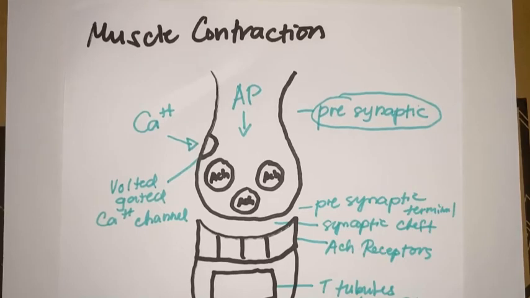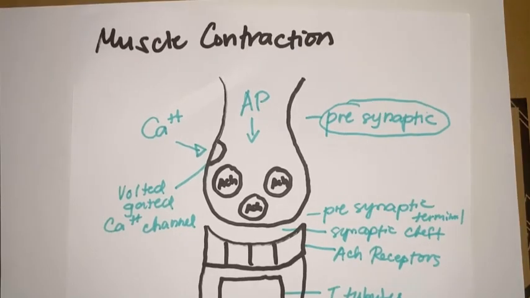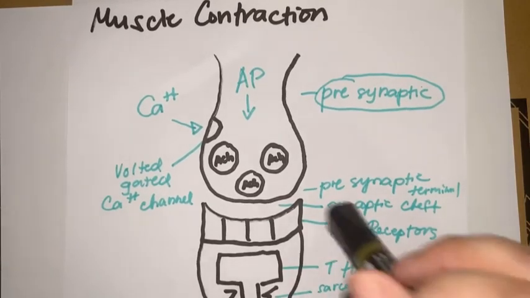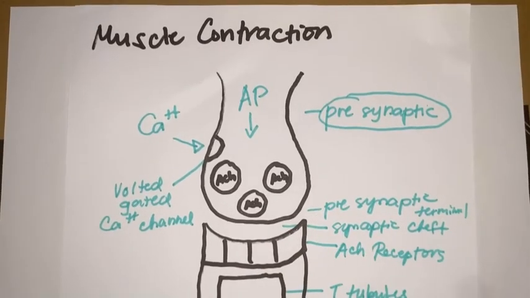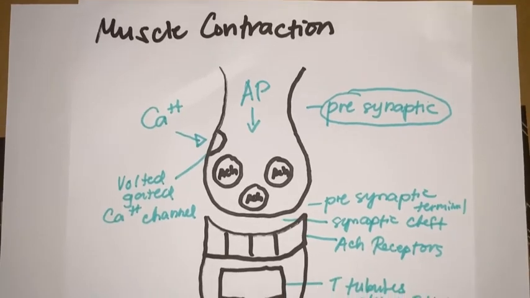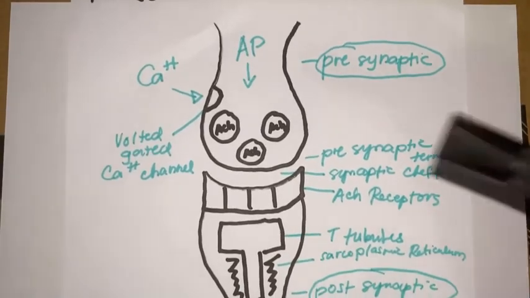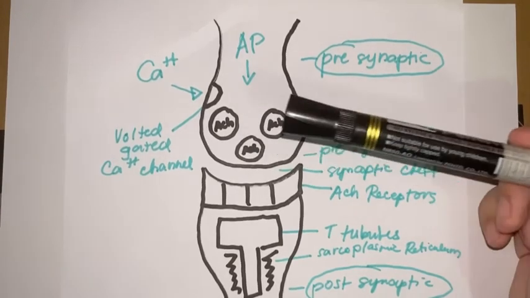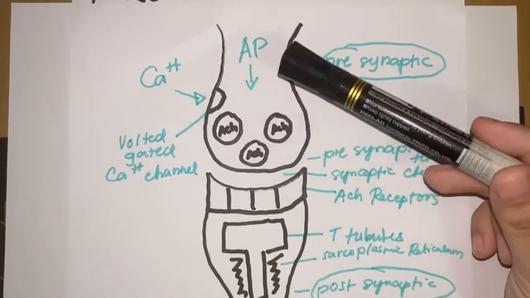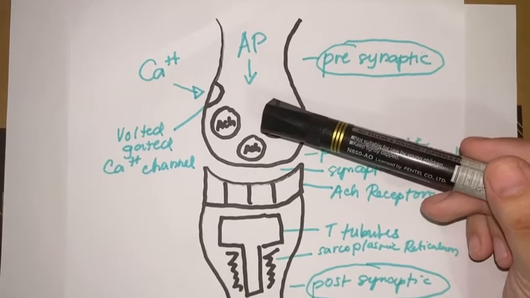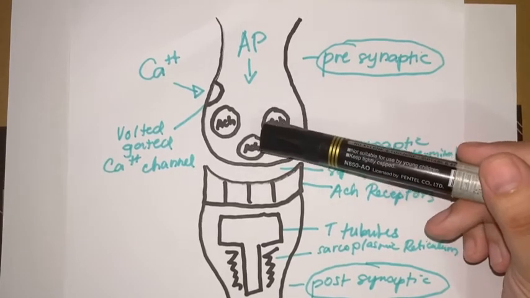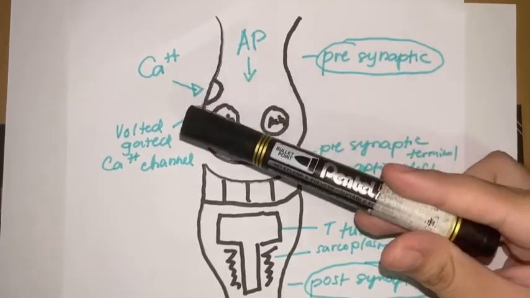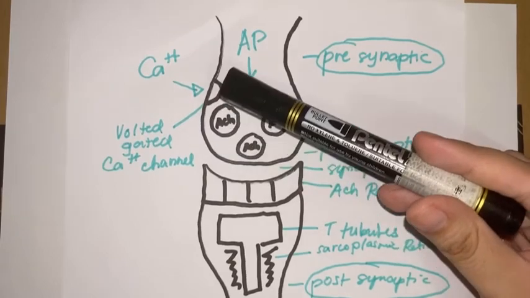Okay? So, just to let you know before we start, this is what you call the neuromuscular junction. So, muscle contraction actually starts once the action potential arrives at the presynaptic terminal. So once the action potential arrives at the presynaptic terminal, it will trigger the opening of the voltage-gated calcium channel.